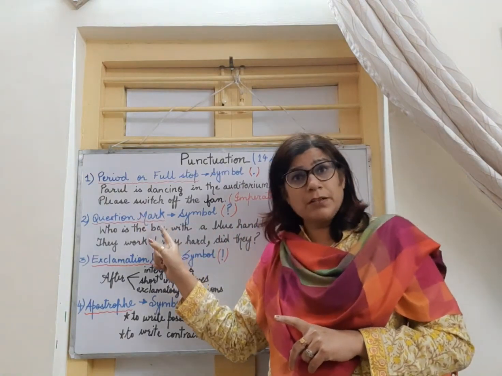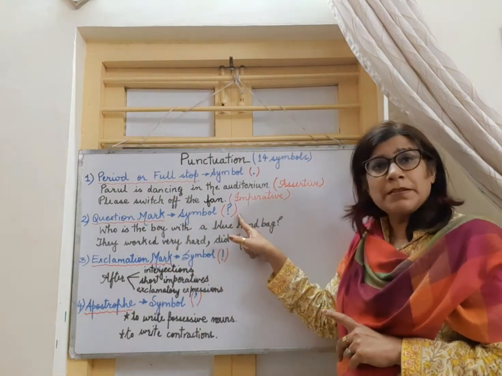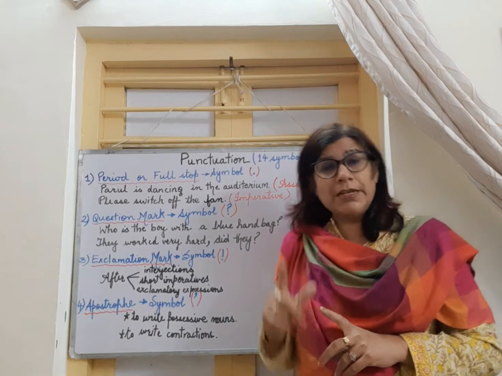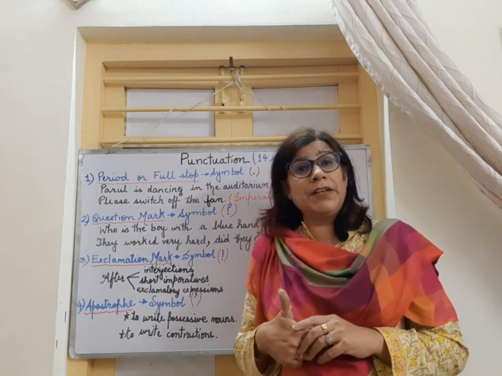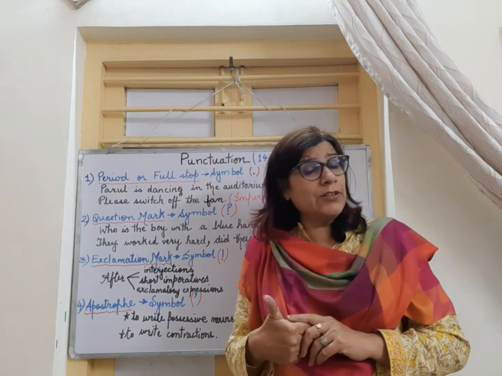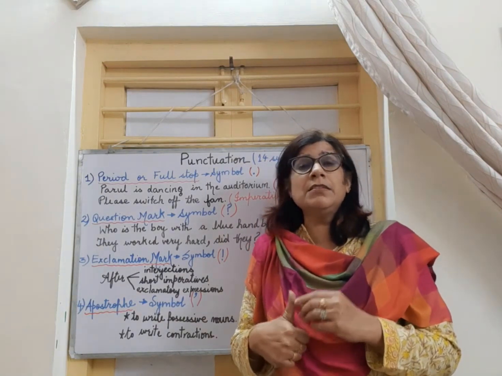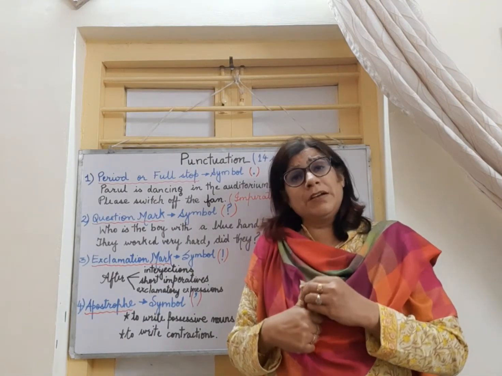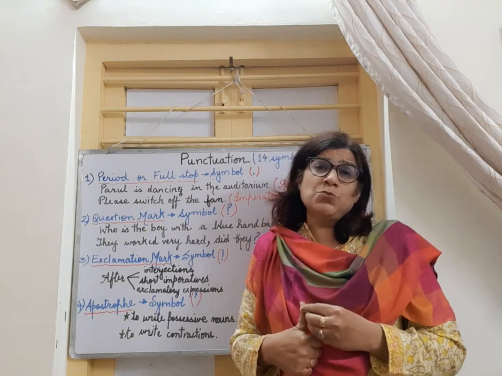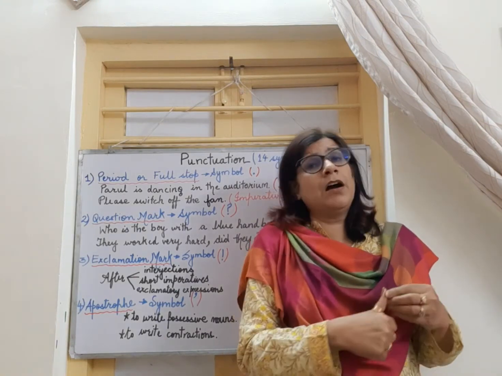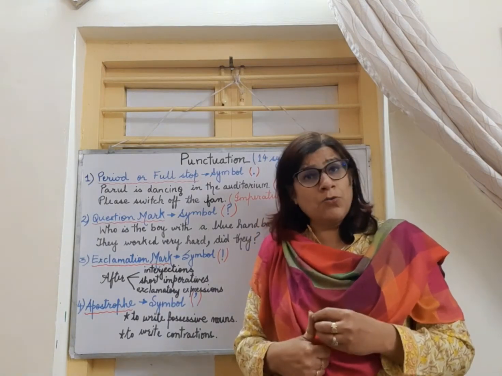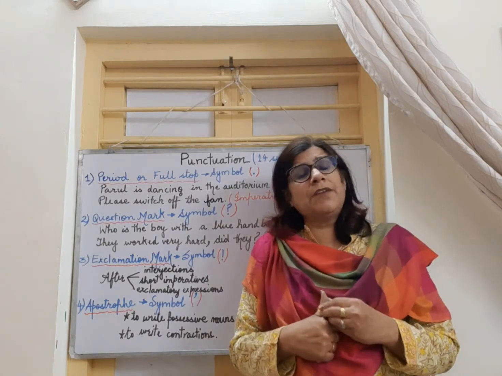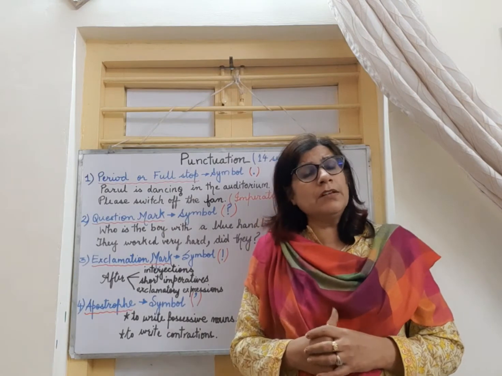Next is the question mark. This is the symbol of a question mark. Where do we use a question mark? It is used in 2 places. First, at the end of interrogative sentences. And what are interrogative sentences? Interrogative sentences are sentences which ask questions, which generally begin with WH words like what, where, which, when, how. Then we can also use can and would to begin an interrogative sentence. At the end of all these sentences, we use a question mark.